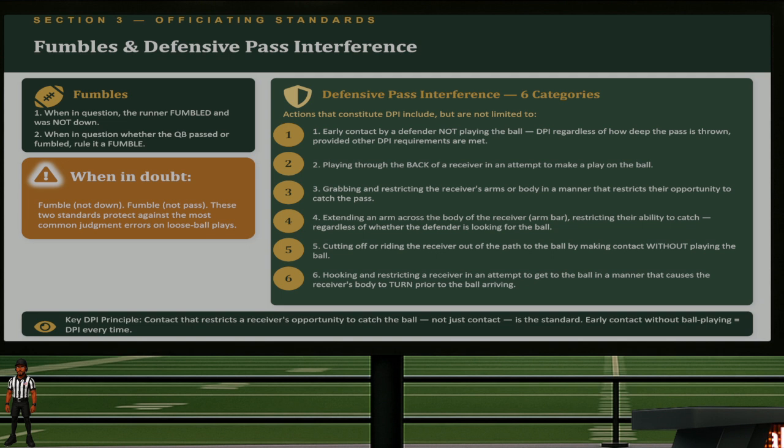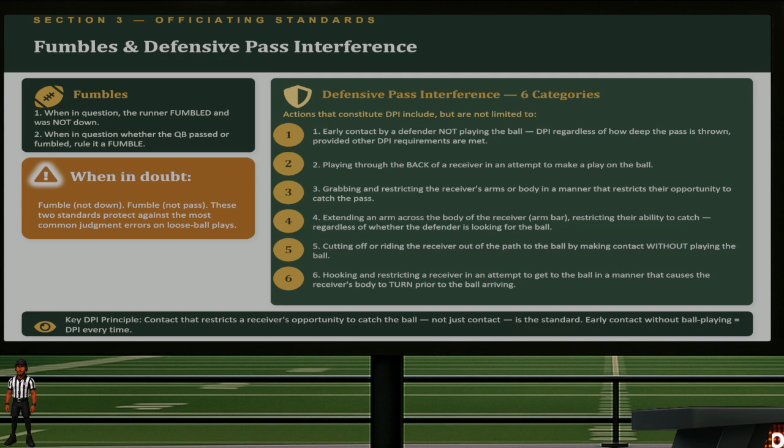Category 1. Early contact by a defender who is not playing the ball is defensive pass interference, regardless of how deep the pass is thrown to the receiver. Category 2. Playing through the back of a receiver in an attempt to make a play on the ball. Category 3. Grabbing and restricting a receiver's arms or body in such a manner that restricts their opportunity to catch a pass.